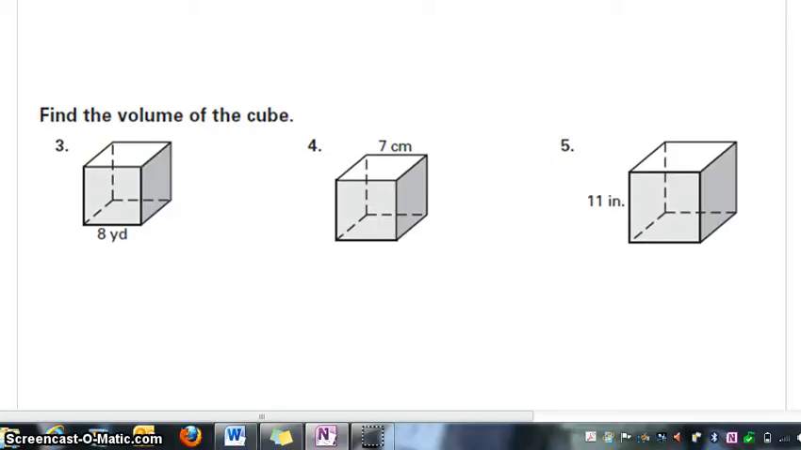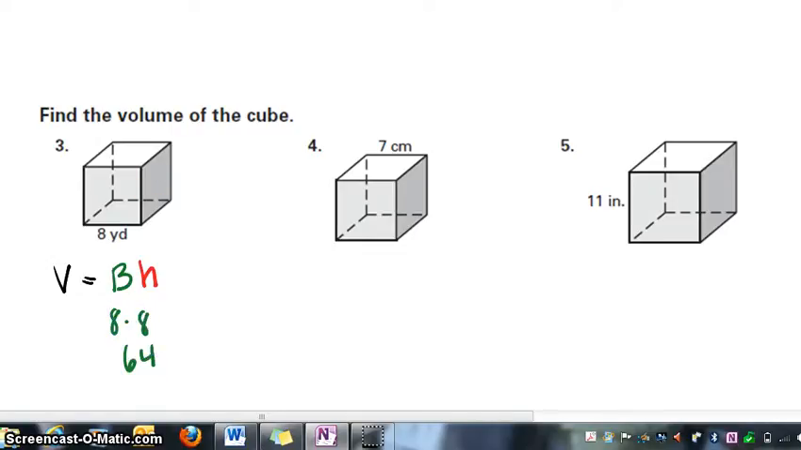First we'll find the volume of cubes. So we write our formula: volume equals area of the base times the height. Now for a cube it's pretty simple because all sides are the same length. So the area of the base, 8 times 8, or 64, and then we have to multiply that by 8. So 64 times 8 equals 512.